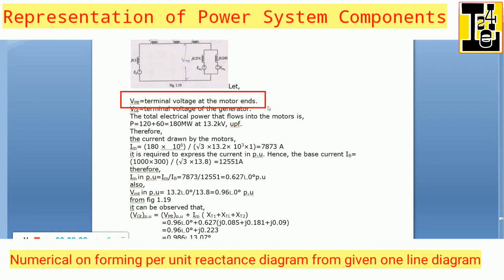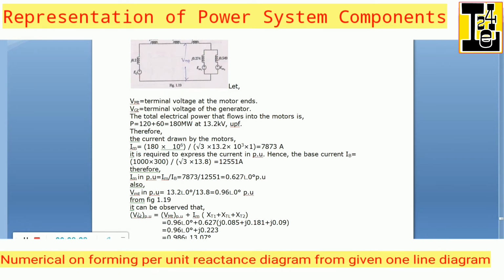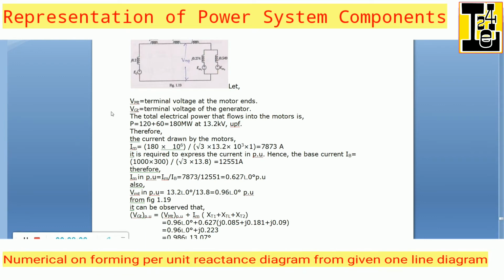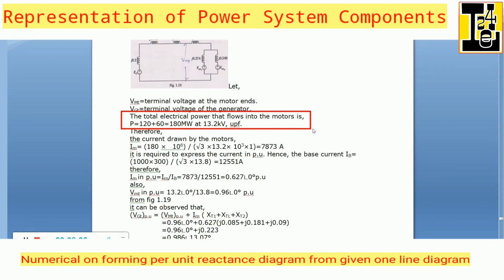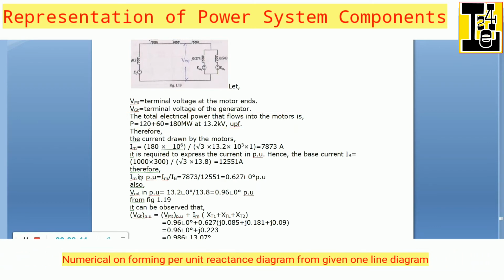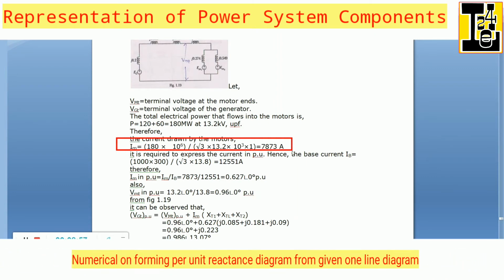Consider VMT as the terminal voltage at the motor ends, and VGT as the terminal voltage of the generator. From the given data, the total electric power that flows into the motors is 120 plus 60 equals 180 megawatt at 13.2 kilovolt at unity power factor. So we can calculate the actual motor current drawn: total power P divided by root 3 V into power factor, which is 7873 ampere.